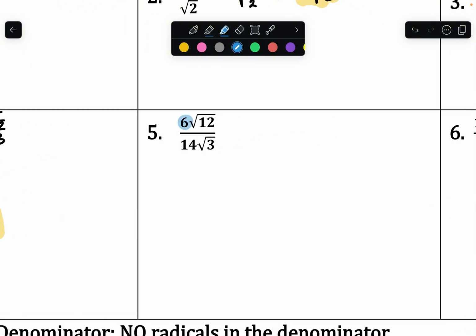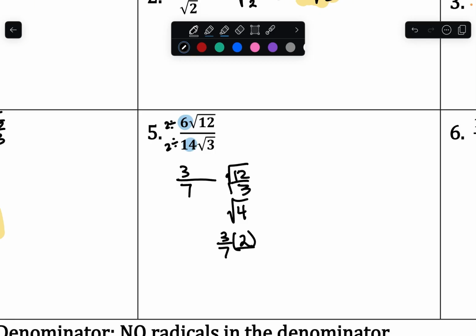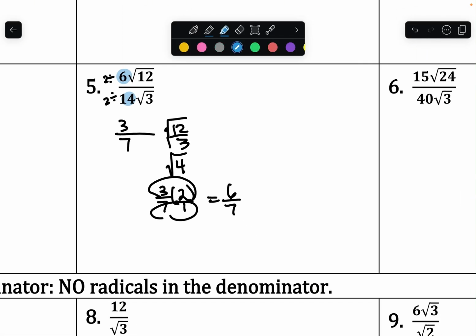Okay, looking at 6 over 14, both of those are divisible by 2. And so when I divide both of those by 2, I get 3 over 7. And then square root of 12 over square root of 3 can simplify to square root of 4, which is just 2. Okay, and so I have a 3/7 times a 2. Multiplying those, you could treat that as 2 over 1. 3 times 2 is 6. 7 times 1 is 7. So this whole expression simplifies to 6/7.